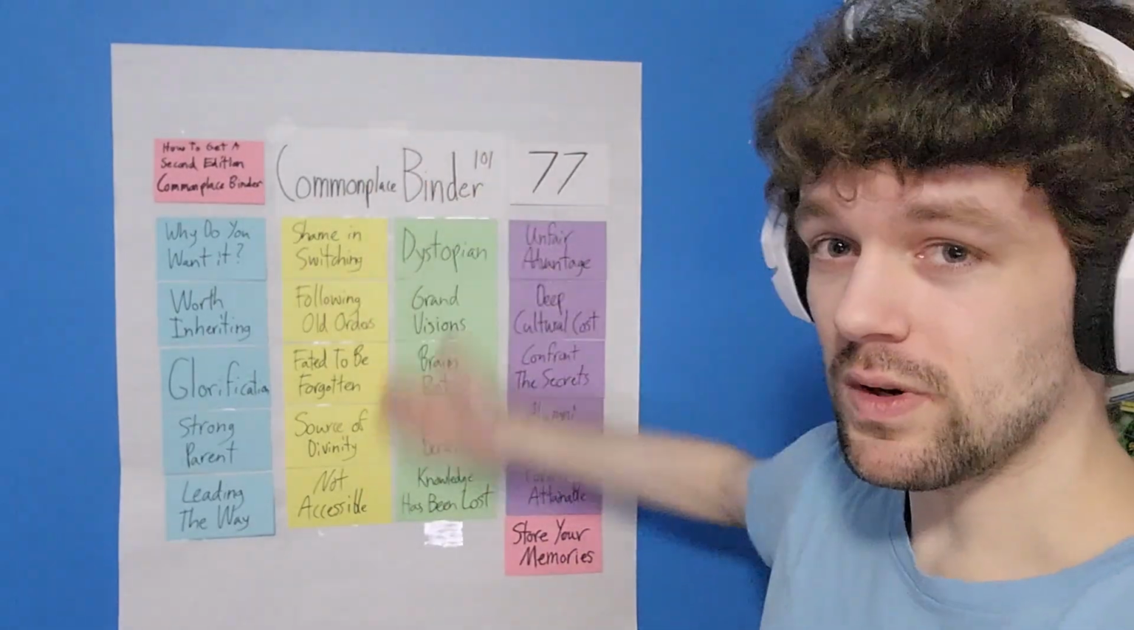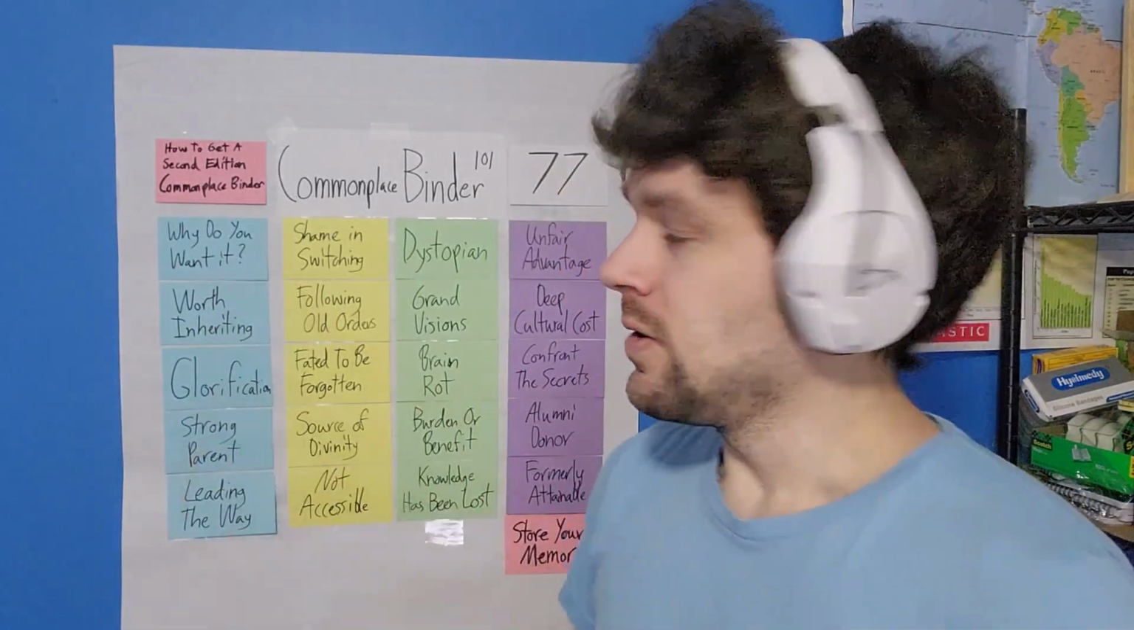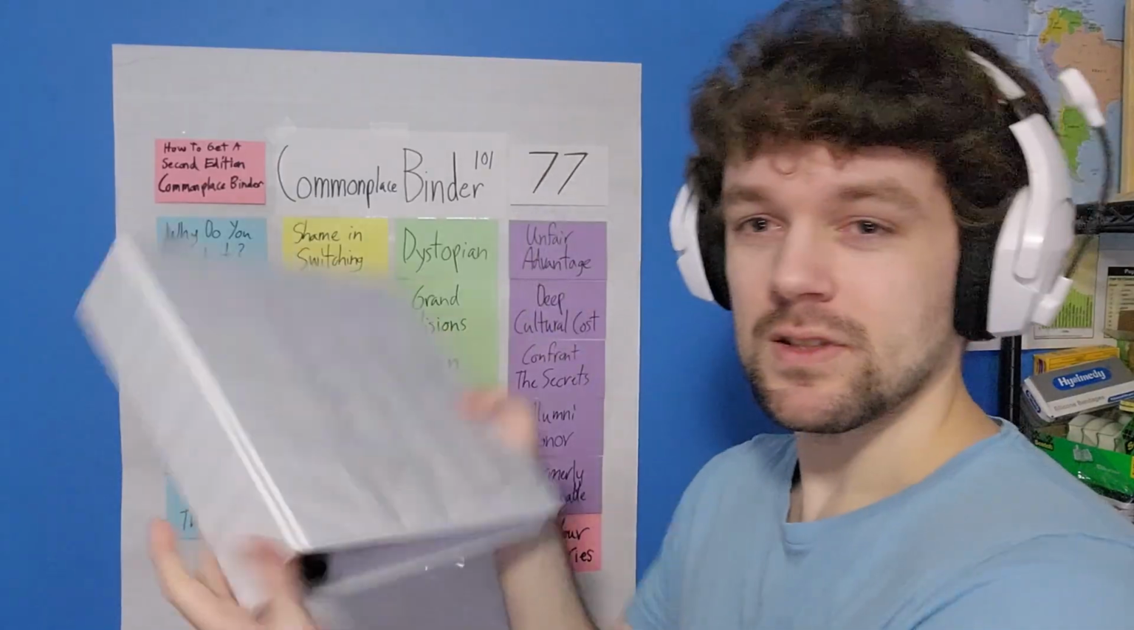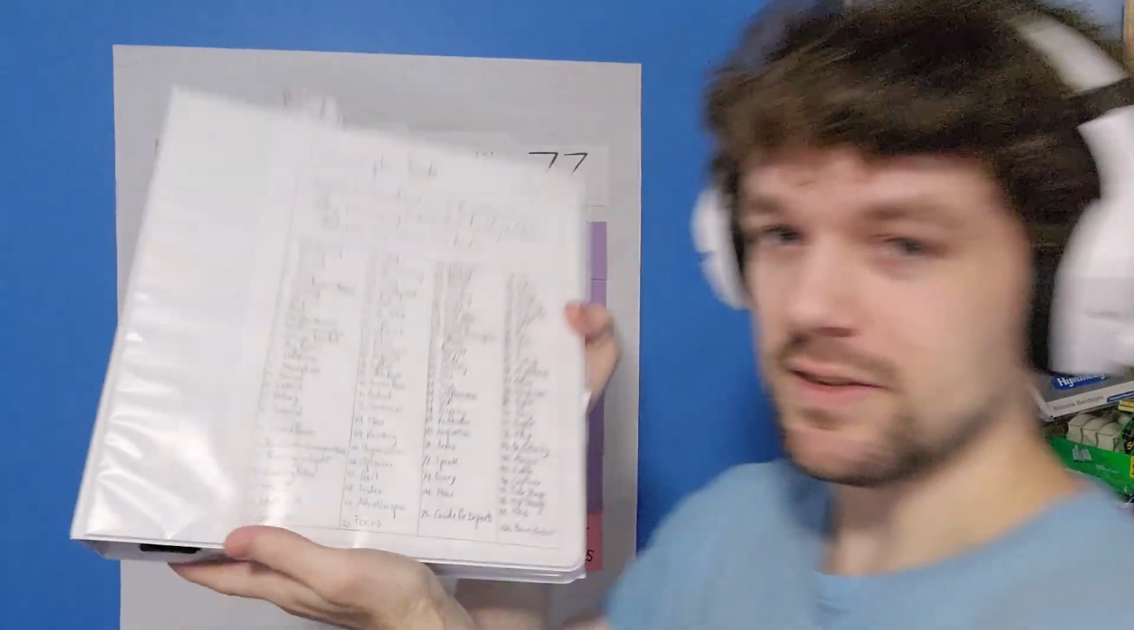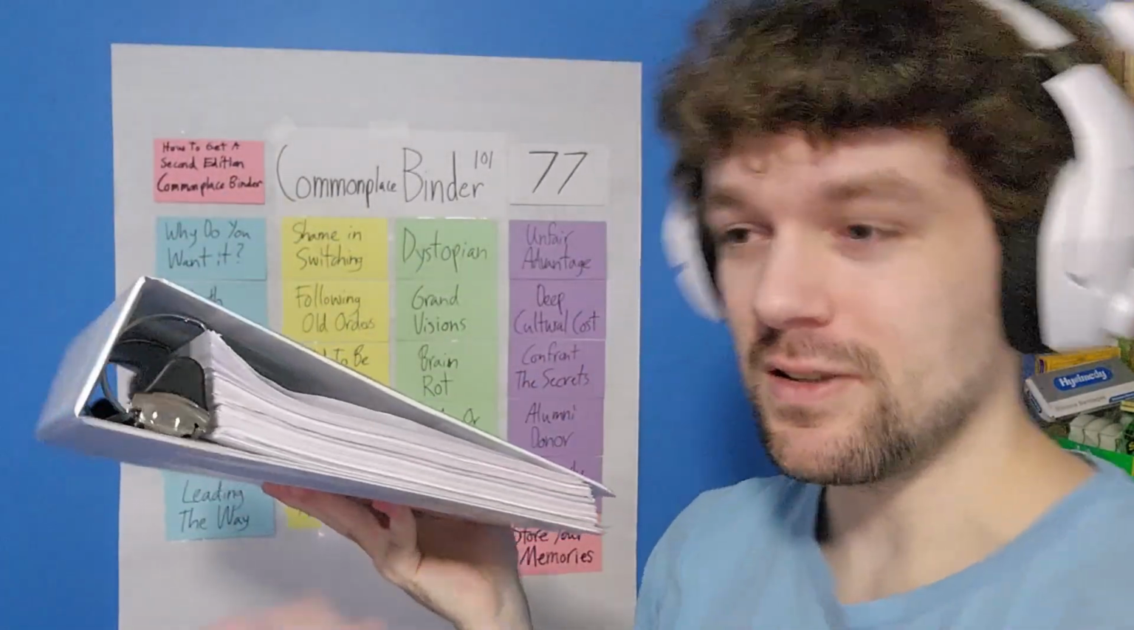We're going to go through these one column at a time, and then we're going to get to that, which is the next video. So, why do you want it? Why do you want this thing? Well, first let's go over what the heck this is. So this is my Commonplace book, Commonplace binder, because it's a binder.